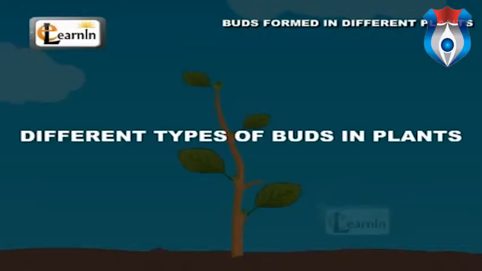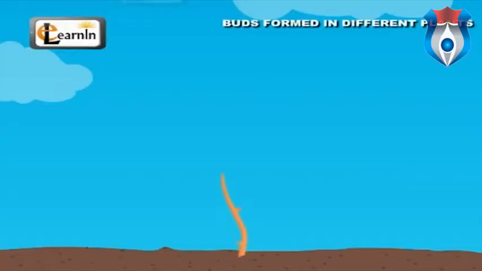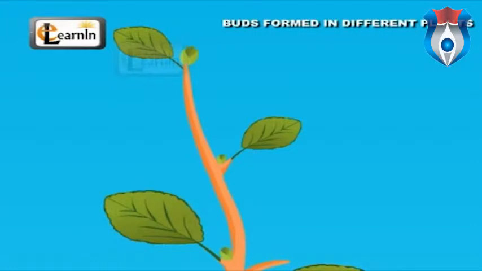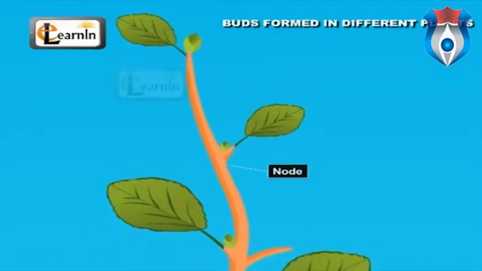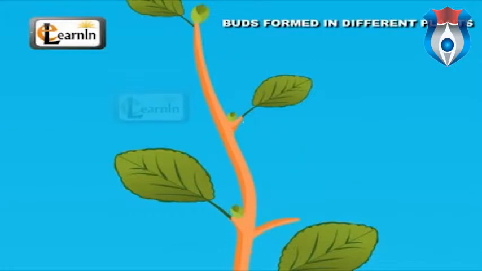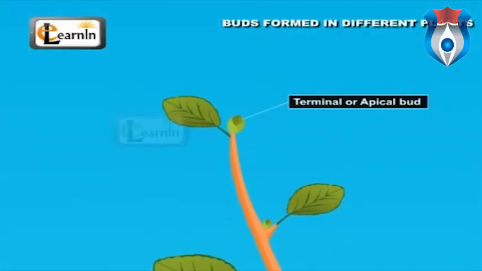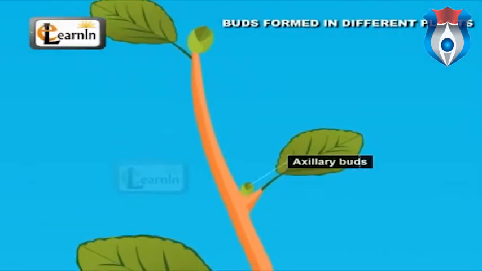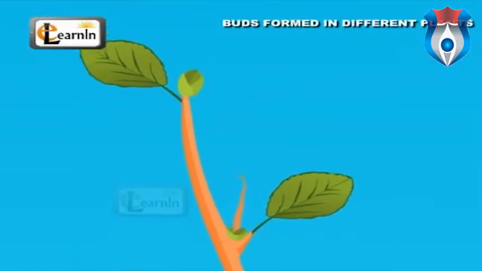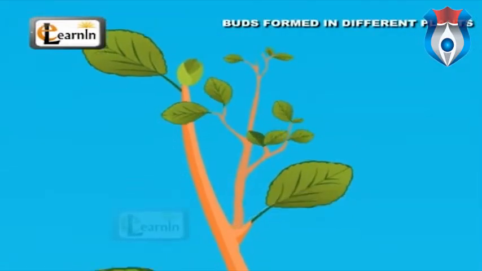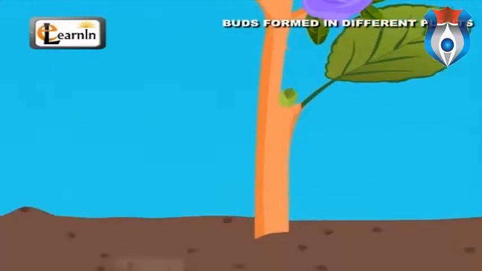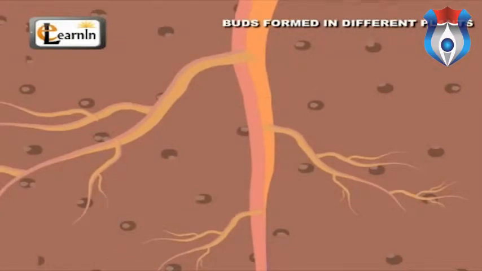Different types of buds in plants. Stems usually grow above the soil and produce buds, leaves, flowers, and fruits. The place where a leaf rises on the stem is the node, and the portion between two nodes is called an internode. The stem ends in a bud known as the terminal or apical bud. Buds are also present in the axil of leaves, known as axillary buds. Buds which contribute to growth are called vegetative buds, and those that give rise to flowers are known as flower buds. Buds can also arise on the roots or leaves.